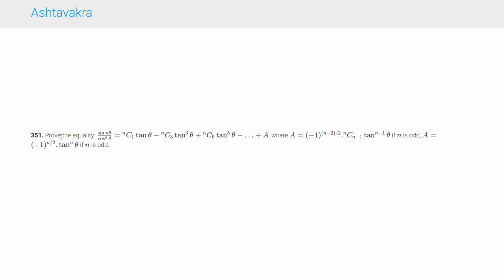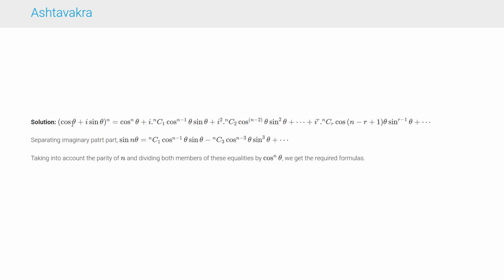So we have this problem 351, which says: prove the equality sin n theta by cos to the power n theta is equal to nC1 tan theta minus nC3 tan cube theta plus nC5 tan 5 theta and so on, where A is equal to (-1) to the power (n-2)/2 into nC(n-1) tan to the power (n-1) theta if n is even, and A is equal to (-1) to the power n/2 tan to the power n theta if n is odd. This should be even. Okay.